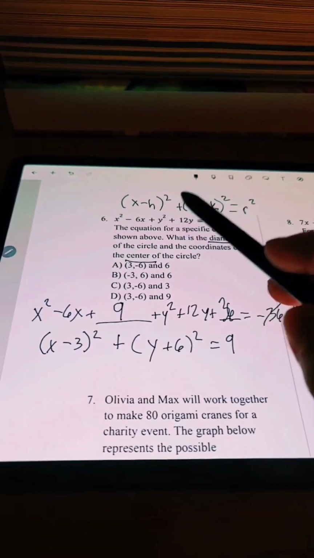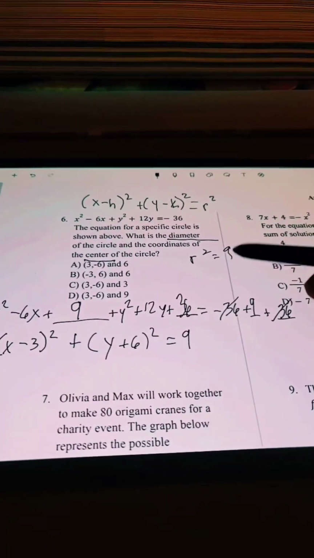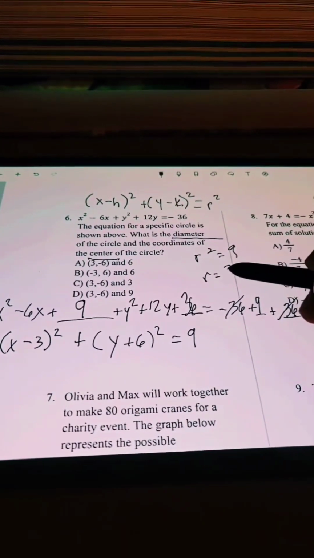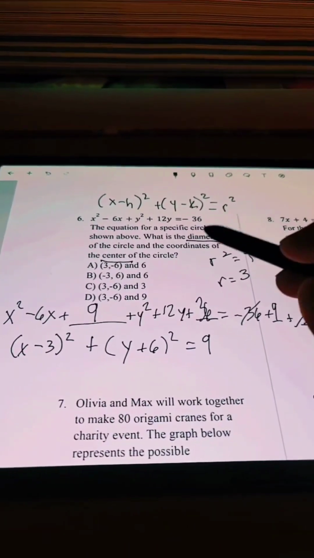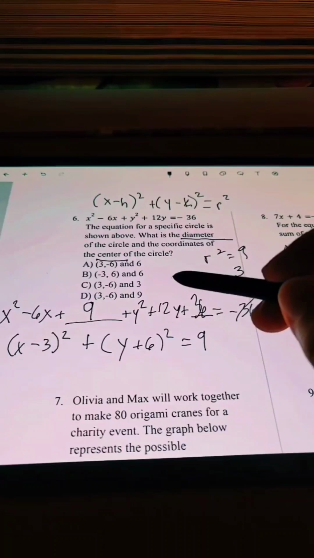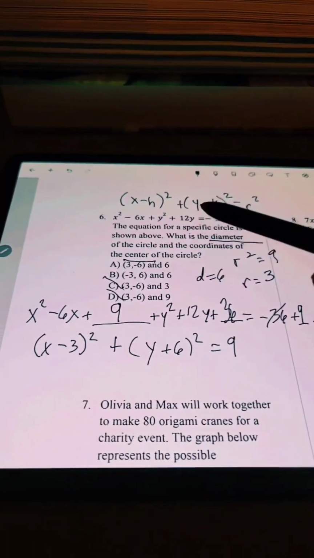So now it looks like our equation of a circle, and then radius squared has to equal 9 based off of that formula. So that means the radius, if we square root each side, has to equal 3. Now remember, we want diameter, so diameter is double the radius. So diameter equals 6. So automatically from that, we could cross out C and D.